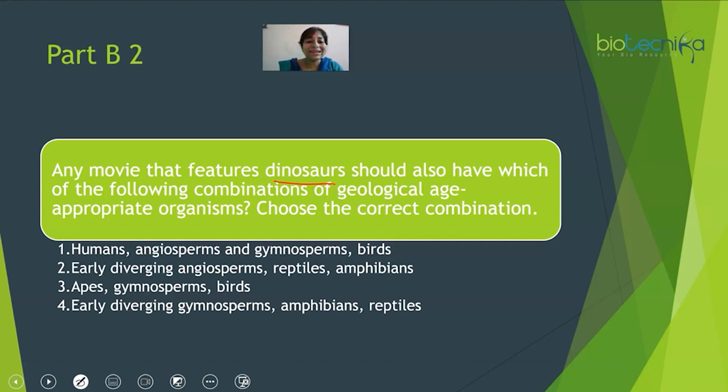So basically here it's not asking you about the movie Jurassic Park. It is more of asking you about the geological time scale. So first you have to correlate at which time dinosaurs were present. Okay, so in which geological era were dinosaurs present? They were present in the Mesozoic era.